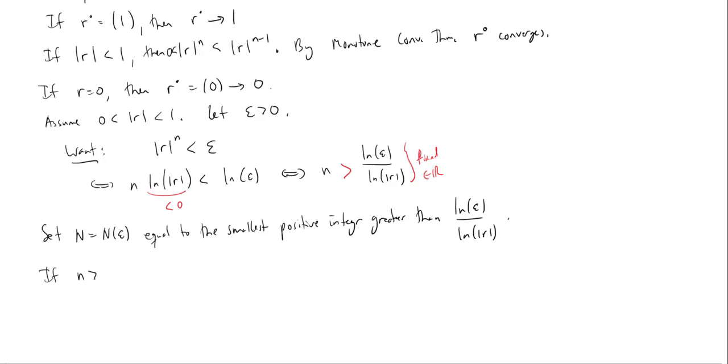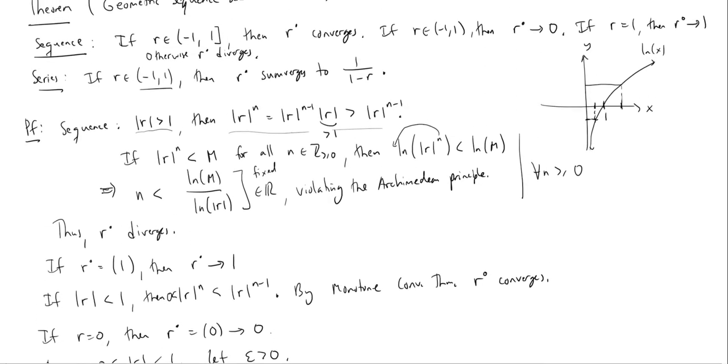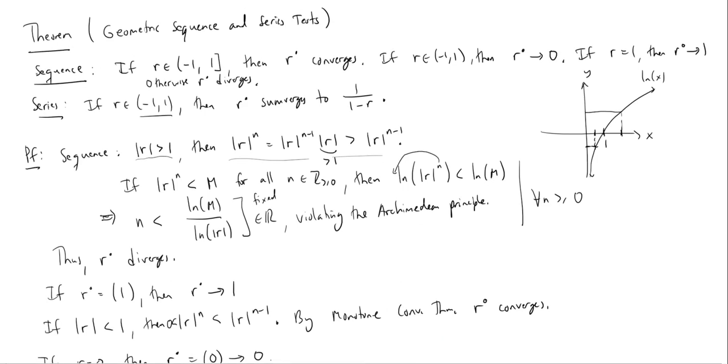And now we can say if n is at least big N, then the absolute value of r raised to the nth power is less than epsilon, which implies that the interval negative epsilon, epsilon, contains the tail of r to the n for n greater than or equal to big N. Thus r to the n converges to 0. So that is our proof for the sequence portion of the geometric sequence test.